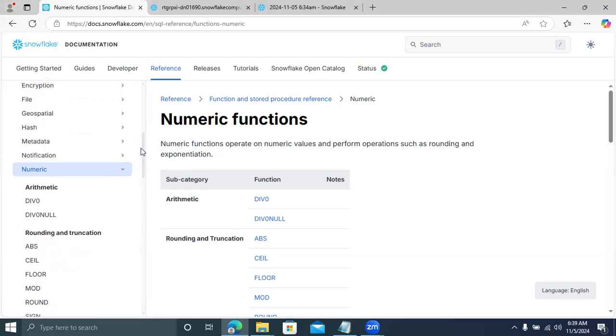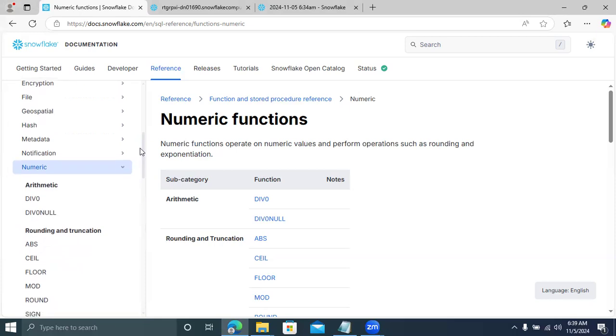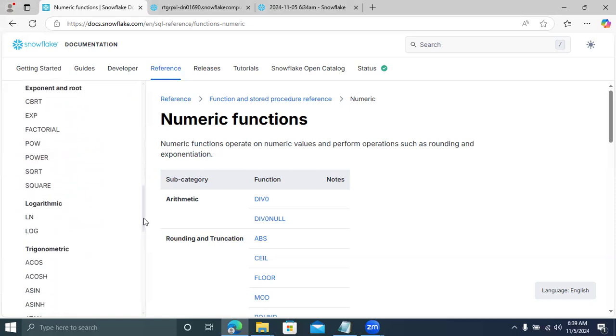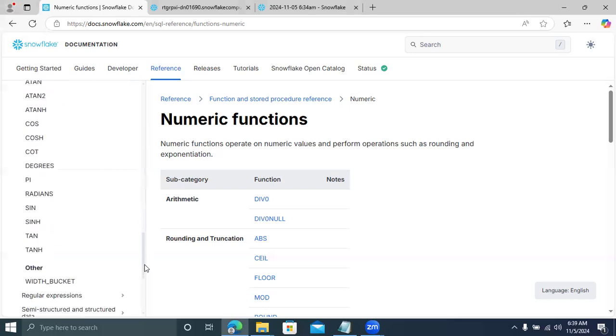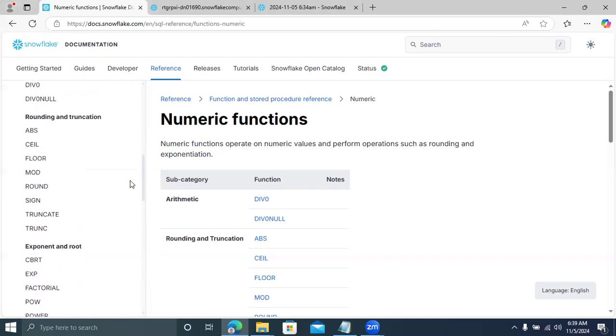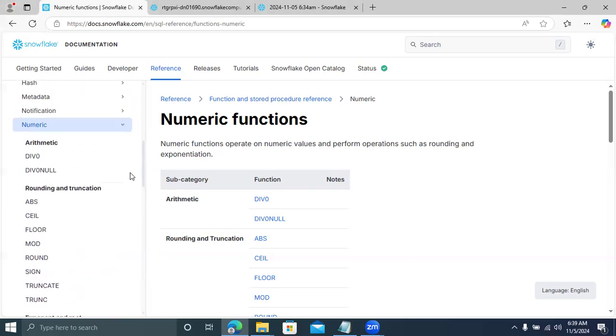Now, first I want to say what arithmetic functions are. Numeric functions have various subcategories. One is arithmetic, and then rounding and truncation is another subcategory. The third one is exponent and root. The fourth subcategory is logarithmic. Fifth is trigonometric. These are the various subcategories under the numeric functions.